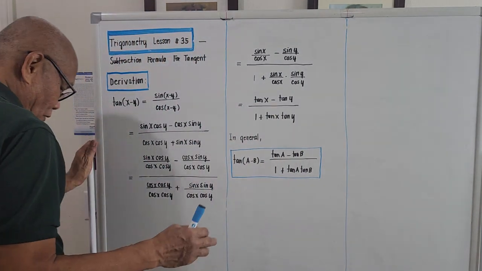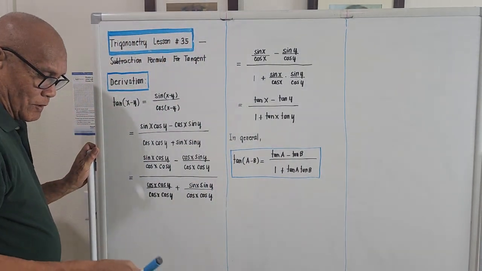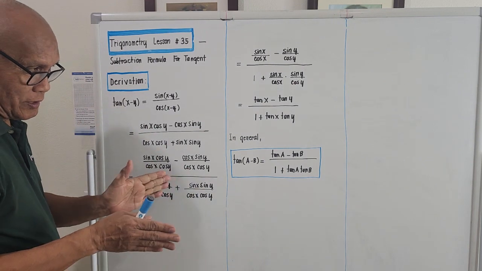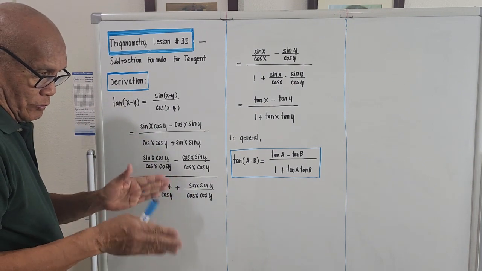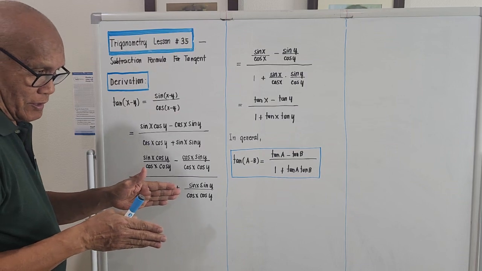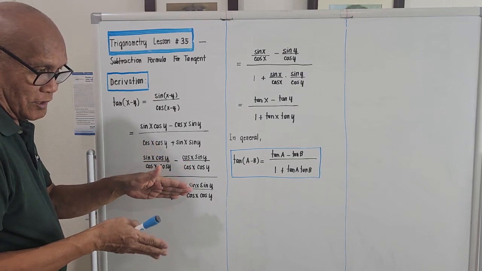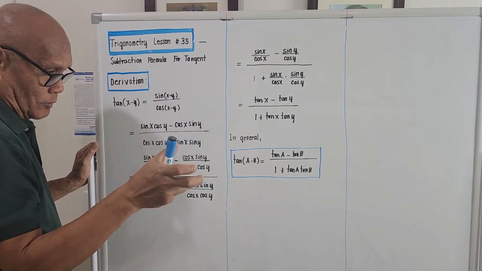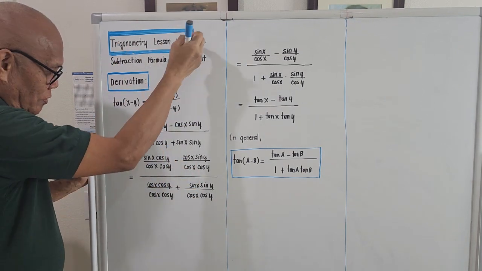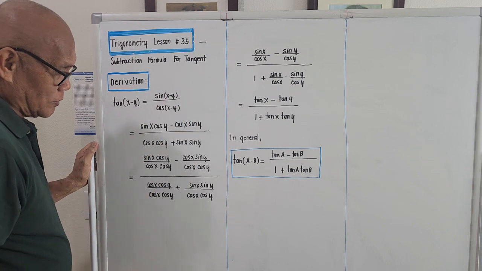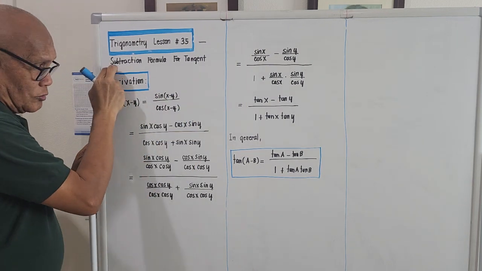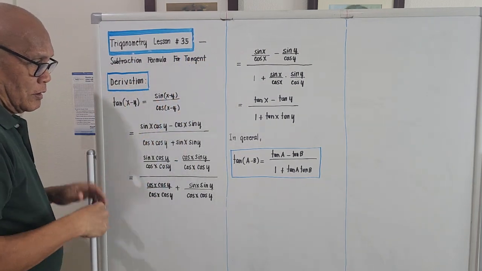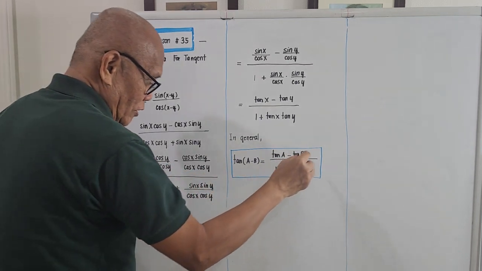The subject matter for this morning will be a long video format discussion. It's not so long. I make the discussion a little brief so you will not be bored. Okay. The subject matter for this morning will be trigonometry, lesson number 35, and the title of the topic is subtraction formula for tangent. We will be deriving this formula here.